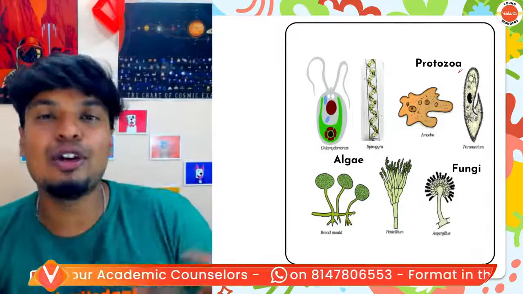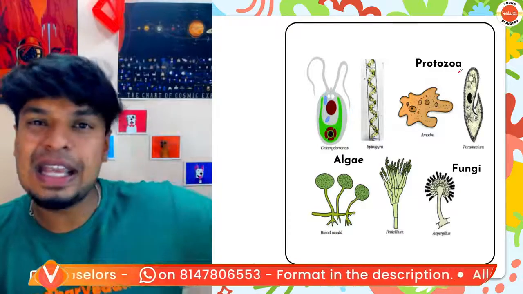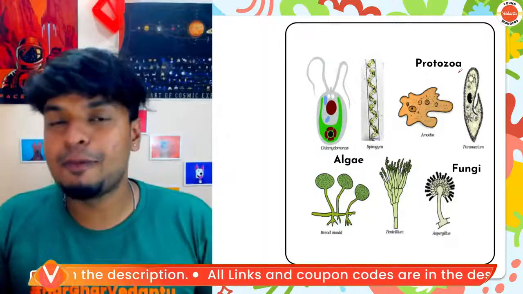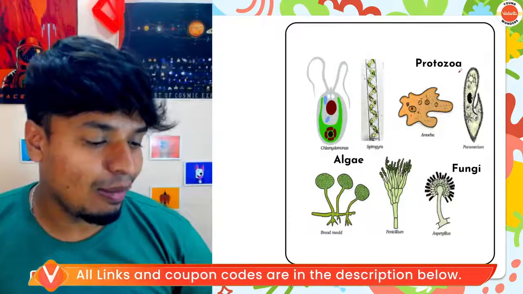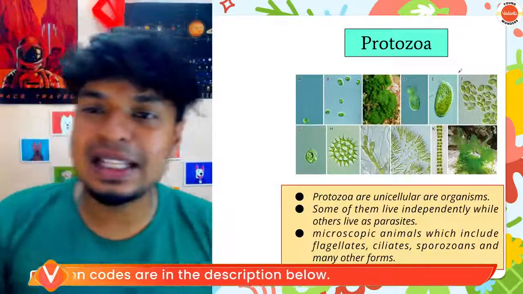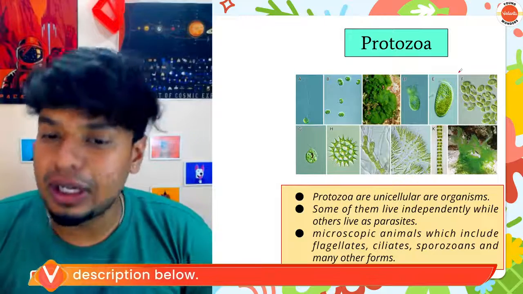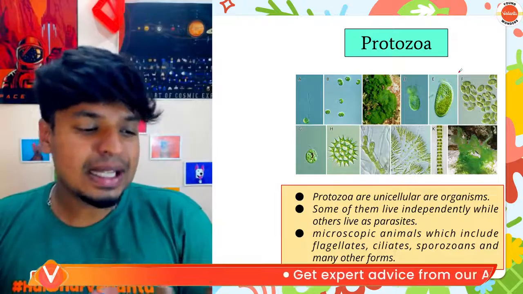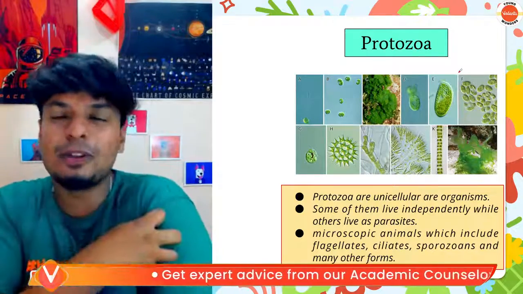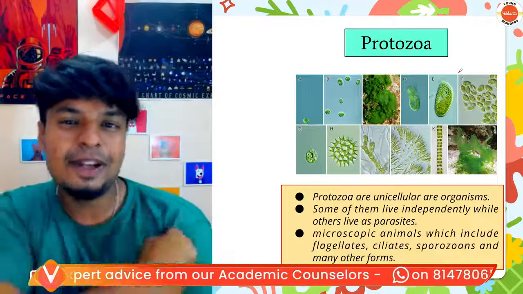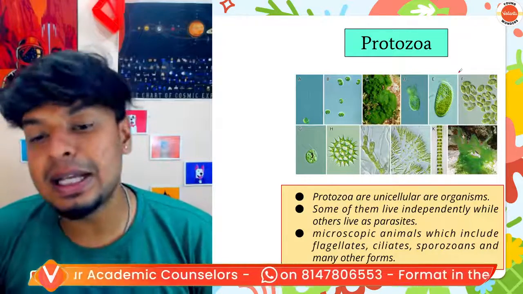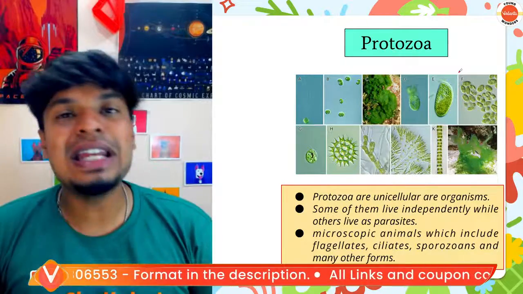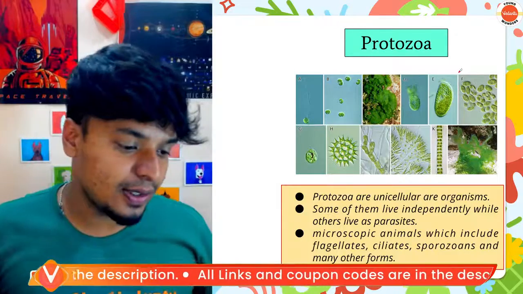That means they take their nutrition from dead and decaying matter. Again, fungus can be unicellular, also multicellular. The fungus that we eat, mushrooms, they're all multicellular. So, protozoas are unicellular organisms. Some of them live independently, while some live as parasites. A parasite is something that feeds off the host. It will stick to a host and feed off it. Now, microscopic animals include the flagellates, the ciliates, the sporozoans and many other forms. There are so many types of protozoas, guys.